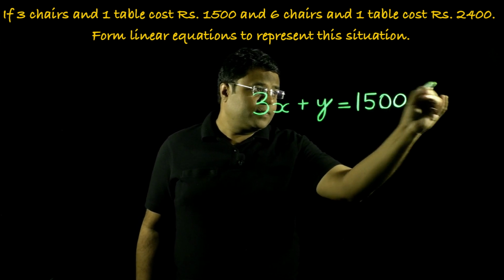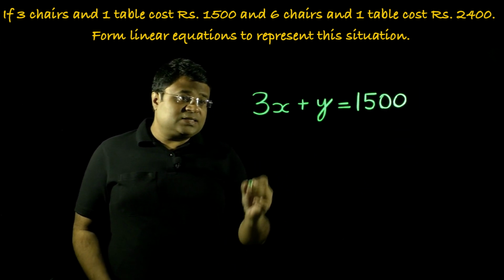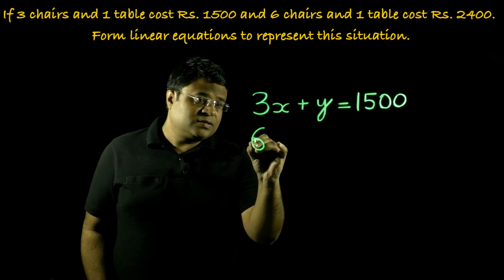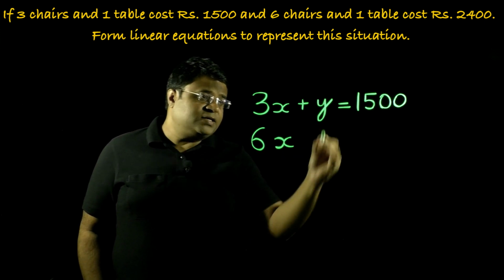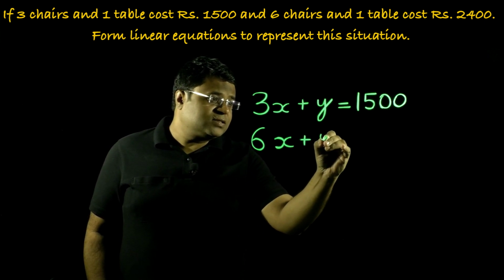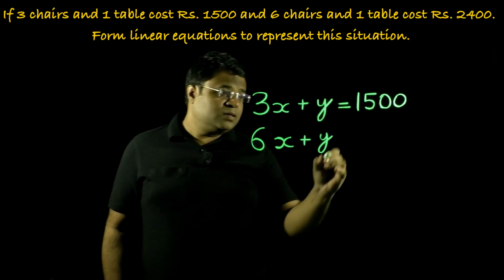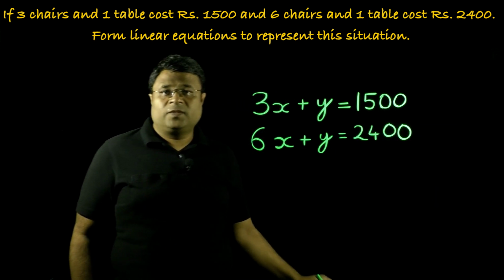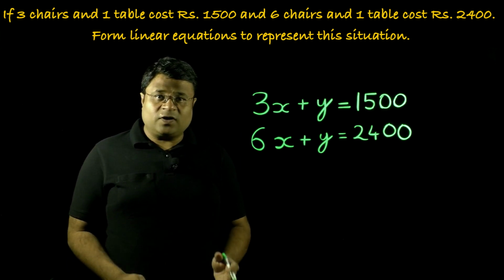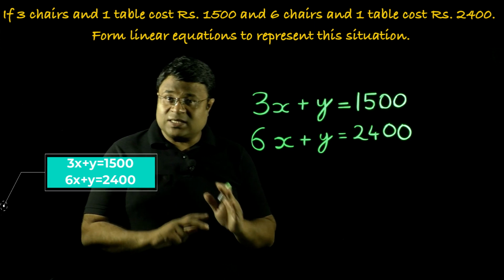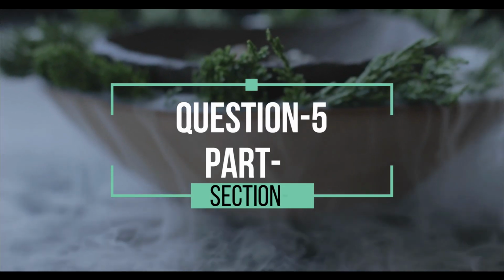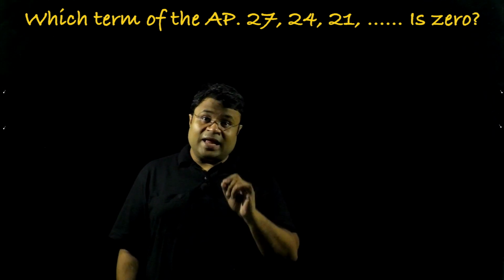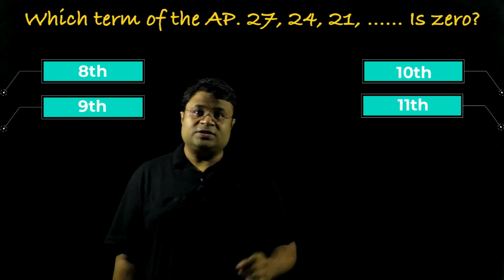1500. The next part of the question says 6 times the chairs plus 1 table, they cost 2400. This is exactly what they have asked for. This is the solution. They did not ask us to solve. Alright, so now you have the question on your screen and you have to select among these 4 options.